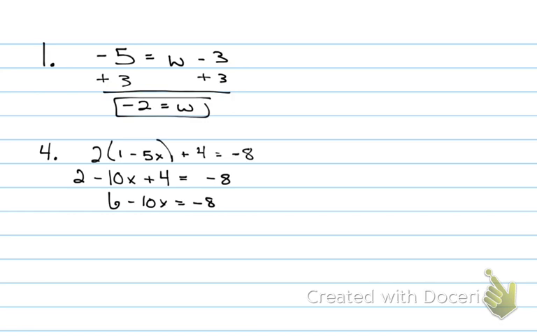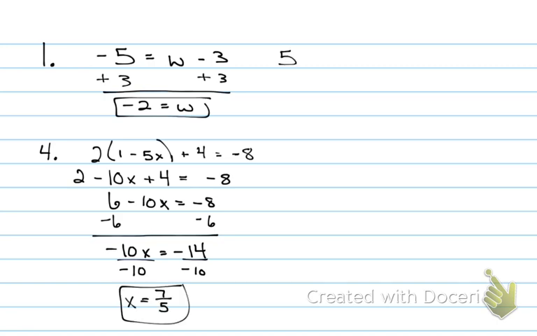Now I'm looking at a 2-step equation. Jason, what's my next step? Subtract 6. What's -8 minus 6? -14. -10x equals -14. And what do I do now to solve for x? Yes, divide by -10. I left my answer a fraction. If you said 1.4, that'd be fine too. It's fine if it's a decimal.